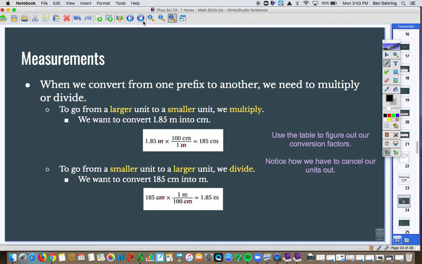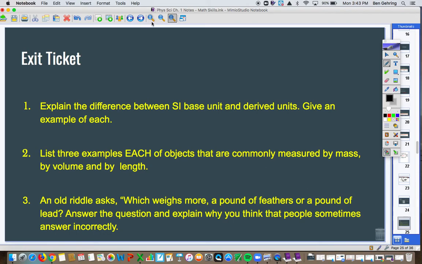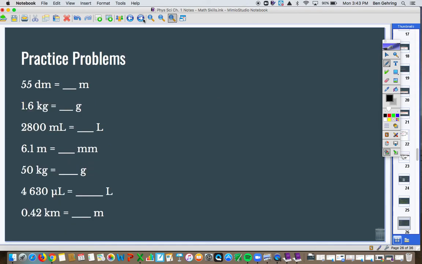And I'll give you a chance to practice this in a second. We can talk about base units and derived units and things of that nature. This is where I'm going to leave you. So here are some practice questions. If you would like, I can get you the answers. Just shoot me a message and I can tell you if you did it correctly or not. But this is where I'm going to leave off.